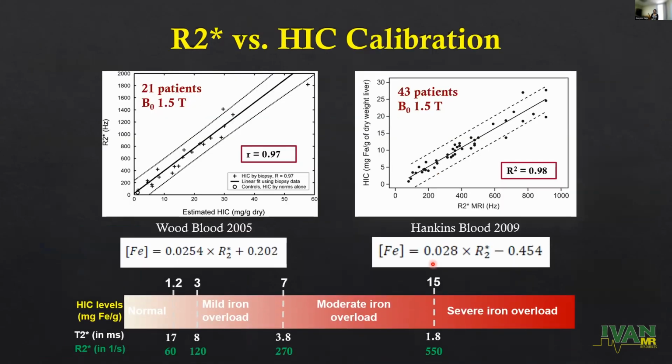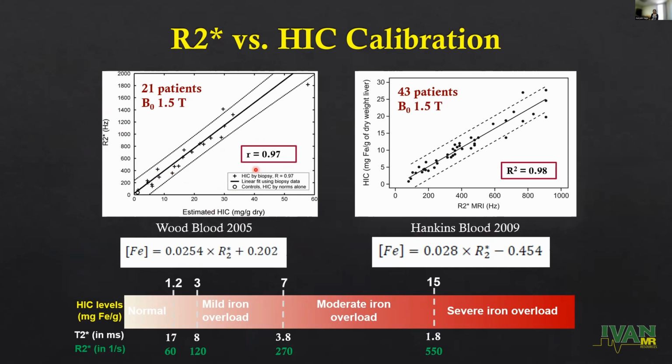Okay, now we got R2 star. How can we translate this for hematologists or clinicians? Because R2 star is an MRI measure. It's not the iron content directly. Early studies in 2005 and 2009 calibrated the R2 star values with biopsy HIC values. They measured the iron content from biopsy using mass absorption spectrometry, so that's a gold standard, and correlated it with the R2 star measurement.